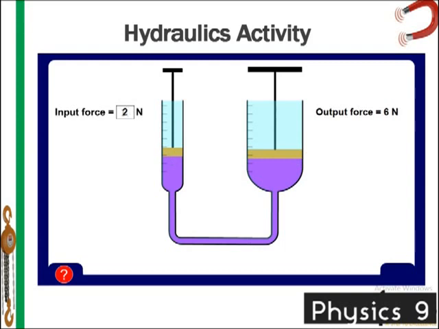So let's see what happens if we increase this to say 4. Now you should be able to see that the output force in this relationship is 12. Okay, 3 times as much as the input force. And let's change this now to 5, and let's see what the output force is. It's 15. Again, it's 3 times as much as the input force. So the output force of 15 is 3 times that of the input force. So this is a force multiplier. It multiplies the input force 3 times in this particular example.